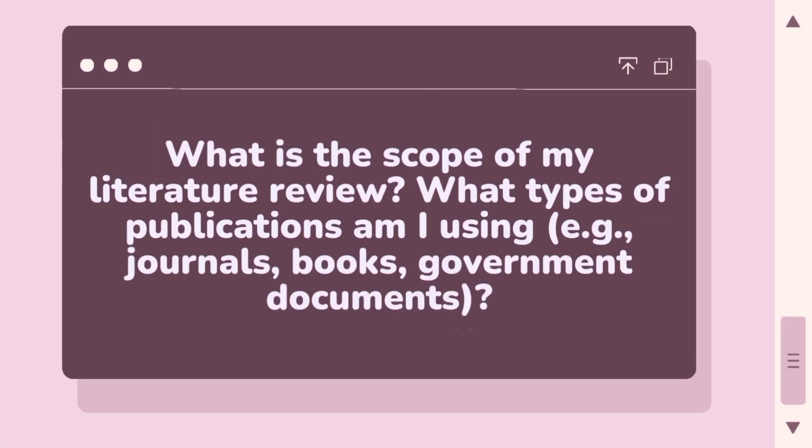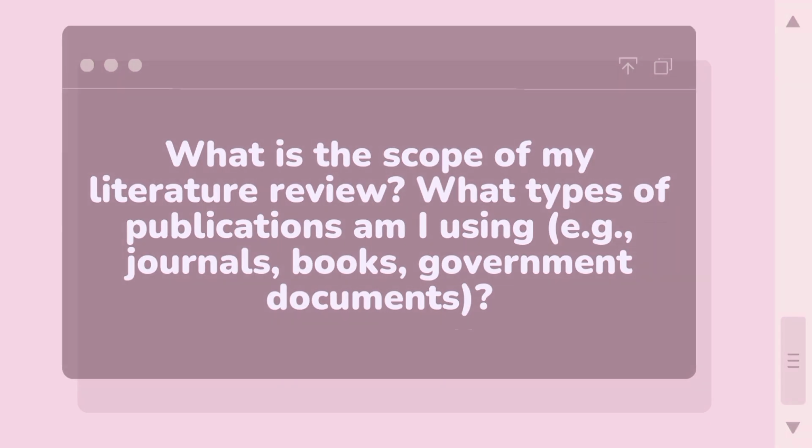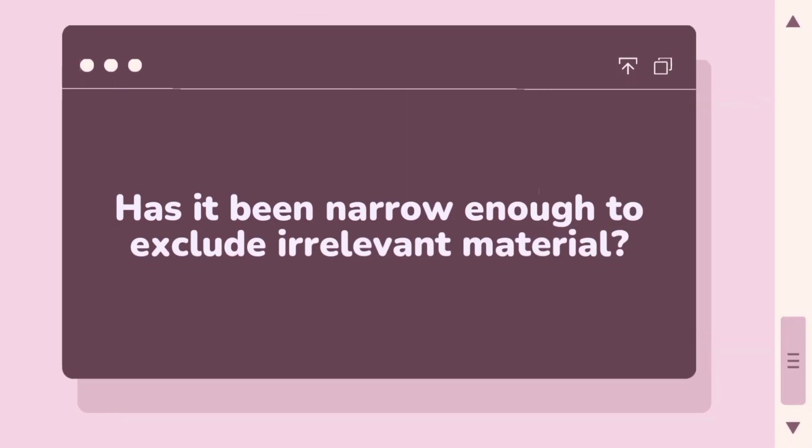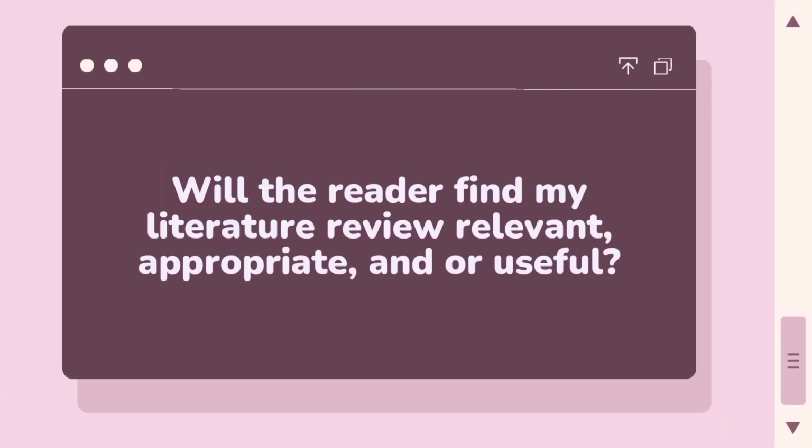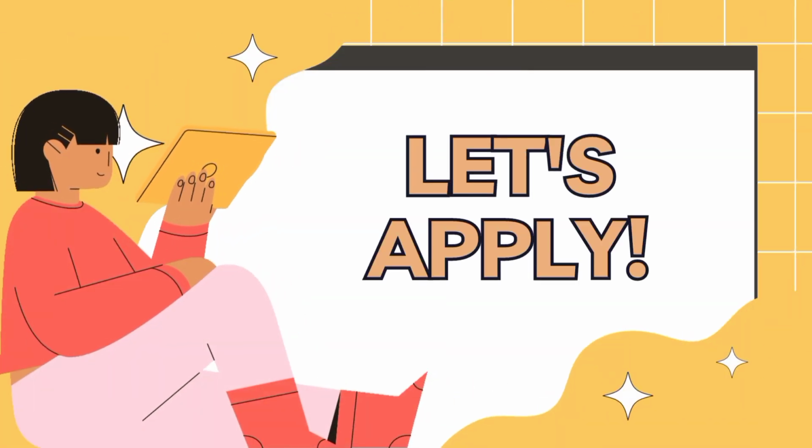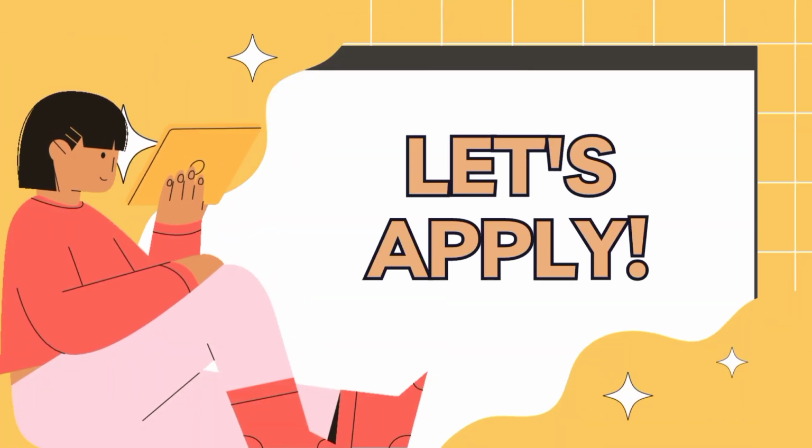What is the scope of my literature review? What types of publication am I using? For example, journals, books, and government documents. Has it been narrowed enough to exclude irrelevant material? Will the reader find my literature review relevant, appropriate, and useful? Now that we understood the things to consider in review of related literature, let us now apply our learning.